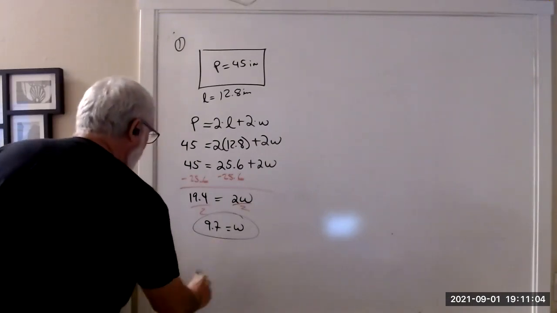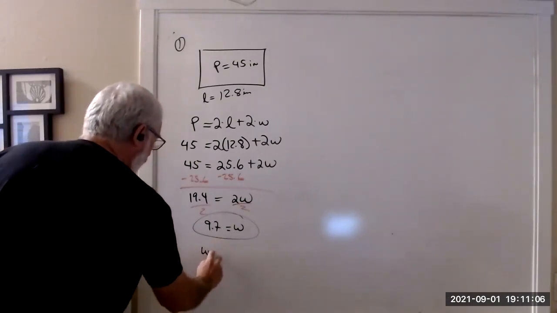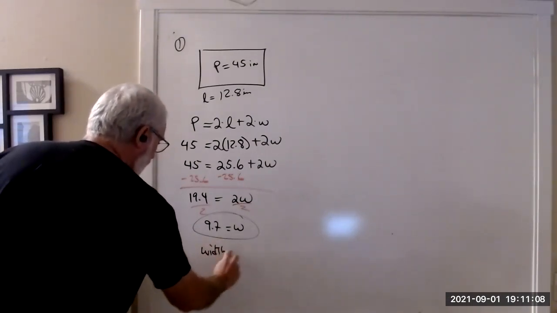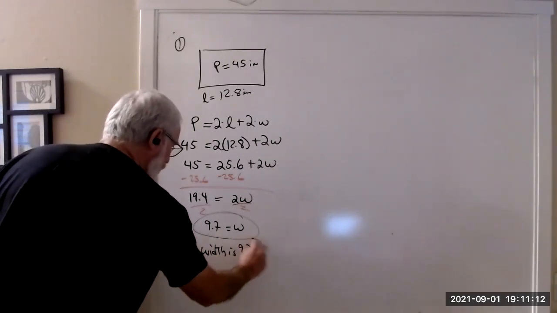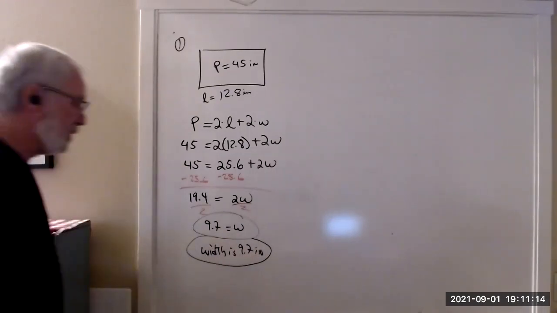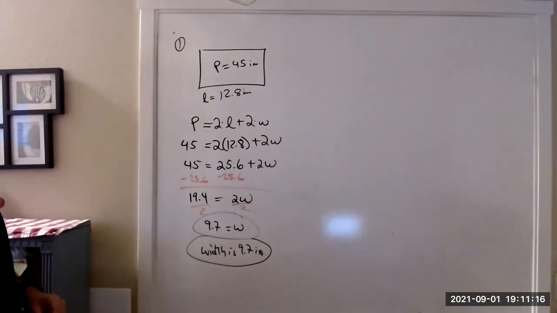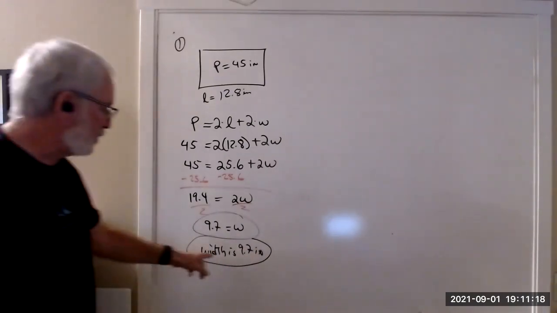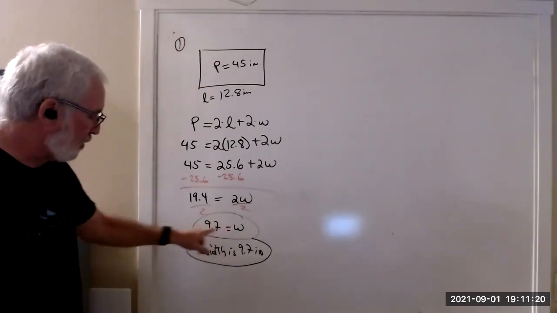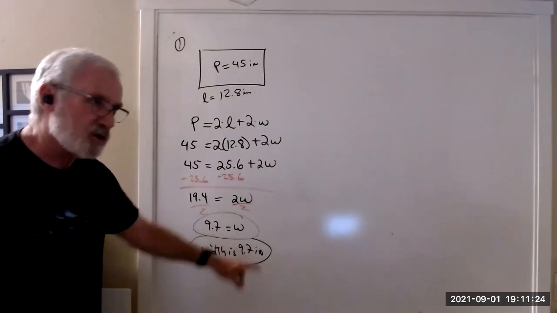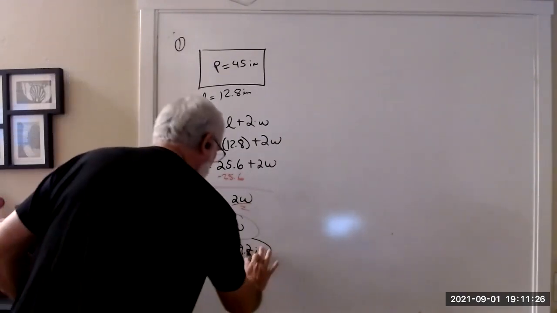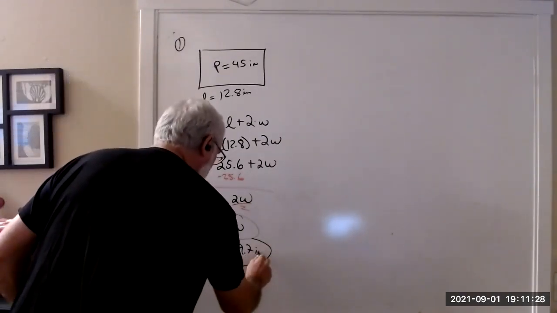So you need to say something like width is 9.7 inches. That's important, inches. Whether or not you say W is or you just say W equals, I don't care. But you do need the inches, IN, the units. That's going to be real big.